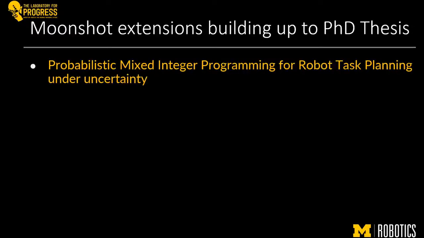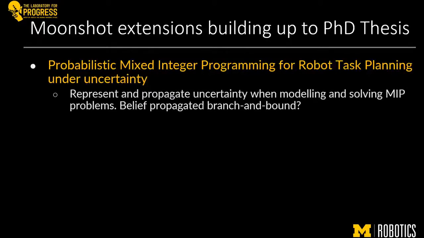So how can we represent uncertainty when actually solving mixed integer programs? What we really want to do is represent and propagate uncertainty when modeling and solving mixed integer programs. One of the famous algorithms for solving mixed integer programs is branch and bound, and it basically uses a graph formulation to actually solve a mixed integer program.